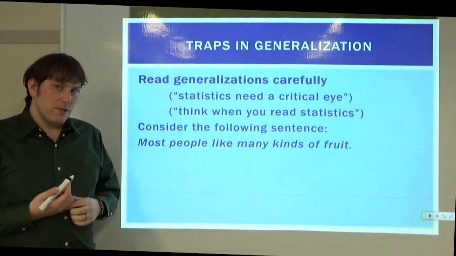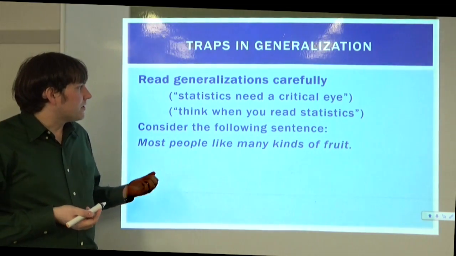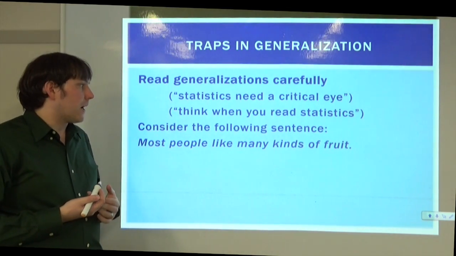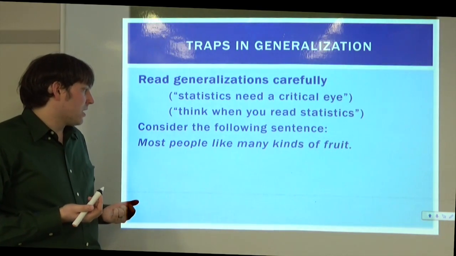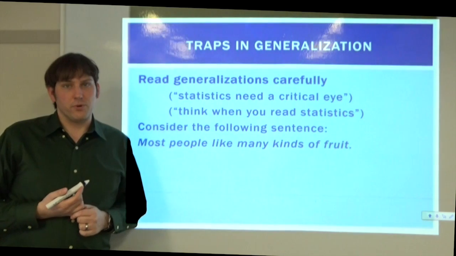So next concept that we want to think about. You need to read generalizations carefully. In Anthony Weston's book, he says statistics need a critical eye and thought when you read statistics. So let's consider the following sentence. Most people like many kinds of fruit.